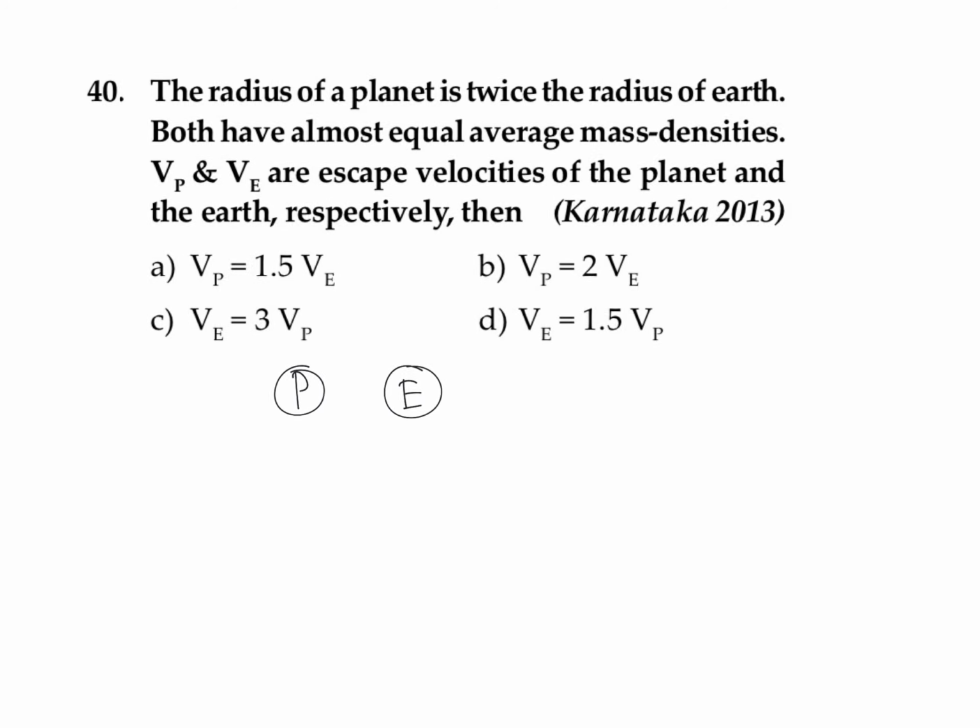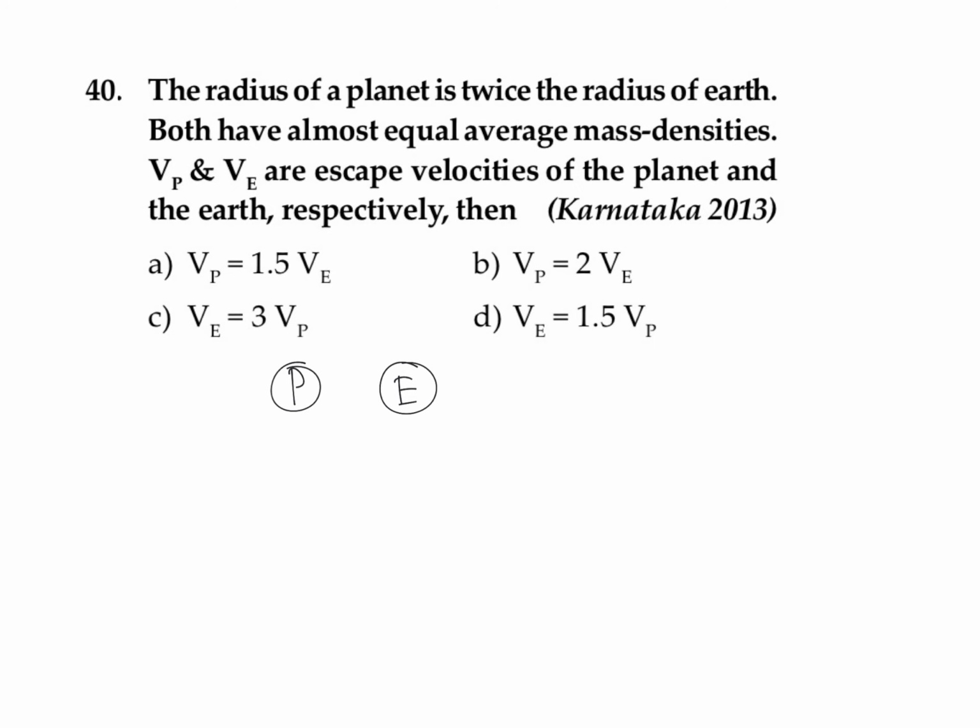So in the first part it is given that the radius of the planet is twice the radius of Earth. If we assume that the radius of Earth is r, then the radius of the planet can be taken as 2r. Both have almost equal mass densities, so the density of Earth and the density of that planet are the same. Our aim is to find the relation between their escape velocities. So the escape velocity of the planet is Vp, and that of Earth is Ve.